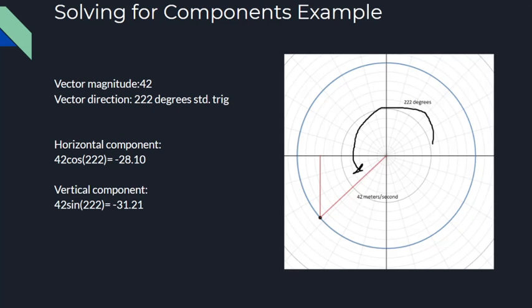So here's an example of a problem where you need to solve for the components of a base vector. The vector magnitude is 42, and the vector direction will be 222 degrees standard trig. Using the previously mentioned simplified versions of the equations, we'll be doing magnitude times the trig function of theta. So for horizontal, we'll be doing the magnitude 42 times the cosine of theta, which will be 222. This will give you negative 28.1 for your horizontal component, and then we'll do the same with our vertical component using sine, and it'll give us negative 31.21.